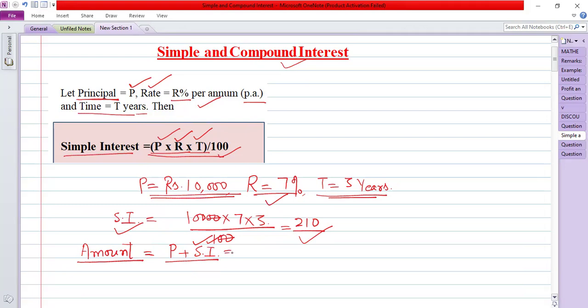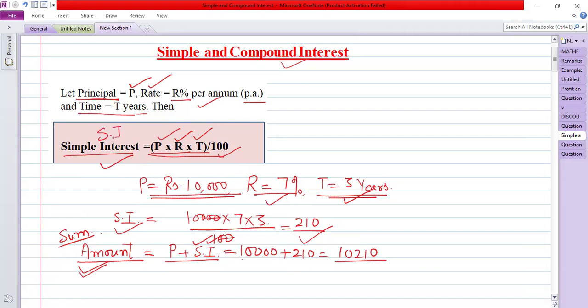So this will be further 10,000 plus 210, and that will give us 10210. So this will be the amount. Sometimes it is also called the sum amount, after 3 years.